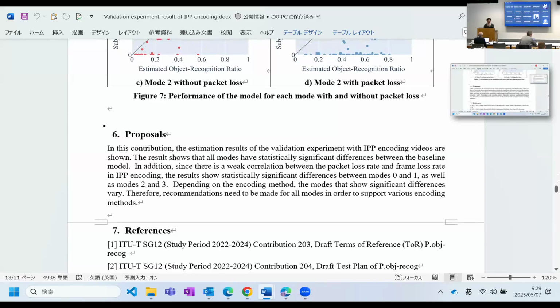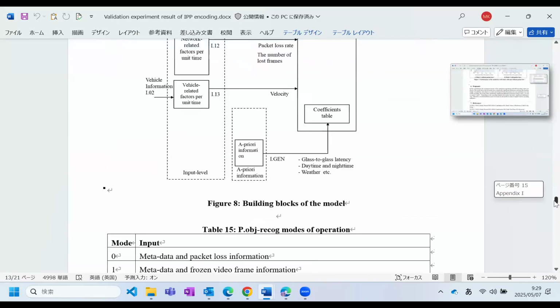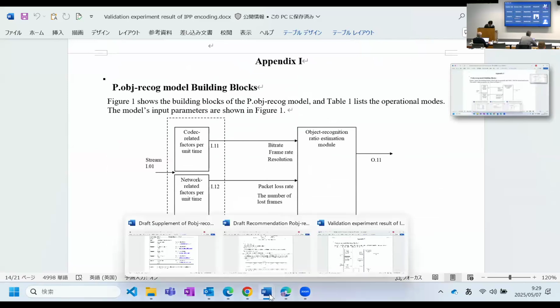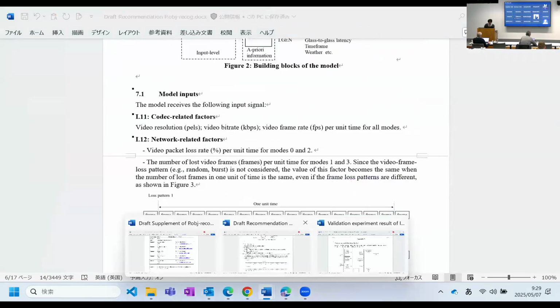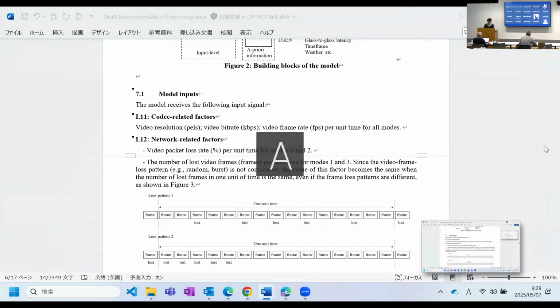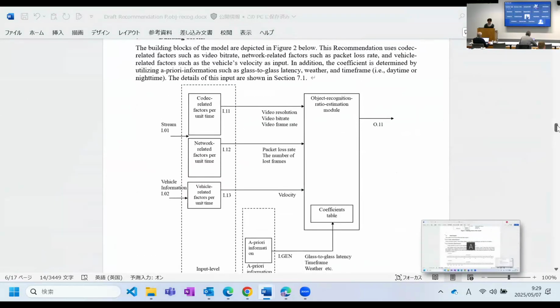Okay, so if there are no questions, I think you can proceed with the second document. Okay, so we show the second document, a draft recommendation on P.object recognition. So we scroll to the top of the recommendation.